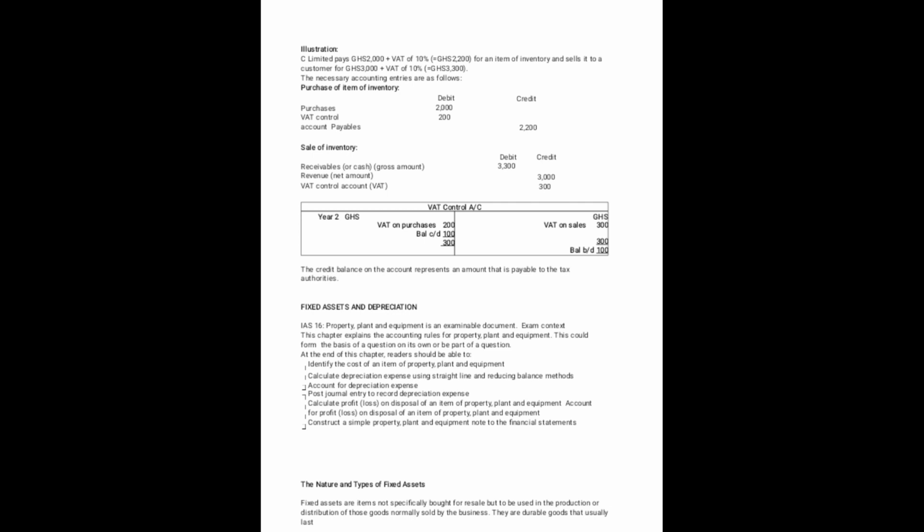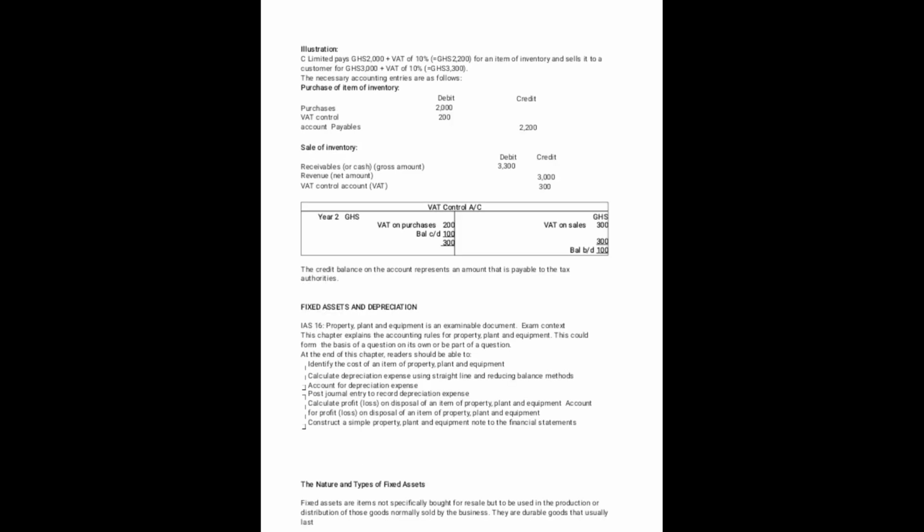and the sales. So now let's look at VAT on purchases, which is known as the input VAT. So how do we treat it? Let's come back to the treatment. We debit purchases at the net amount. We debit VAT control account. Then we credit what? Payables at the gross amount. So now let's see. We are debiting what? Purchases at the net amount.